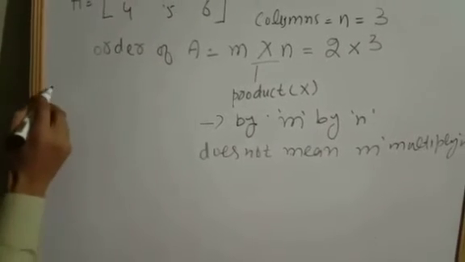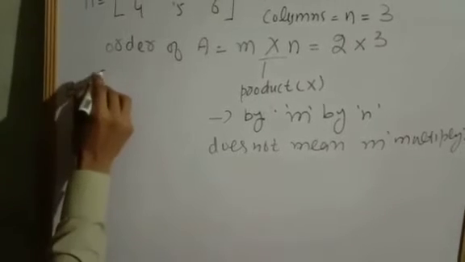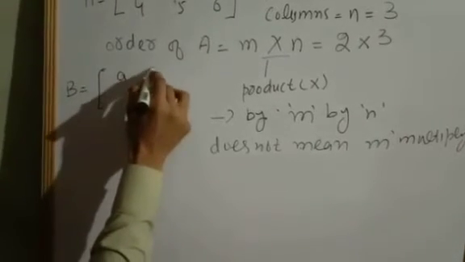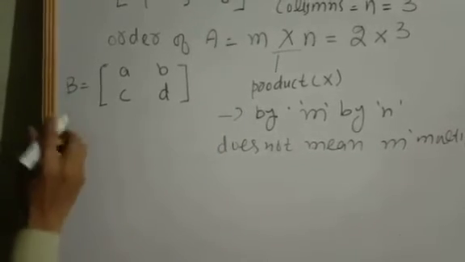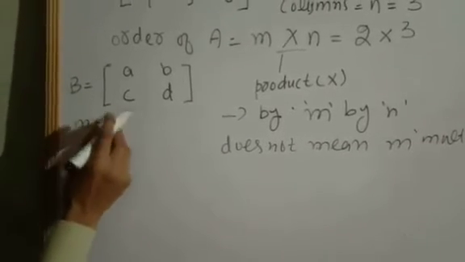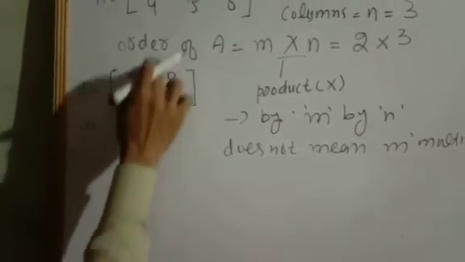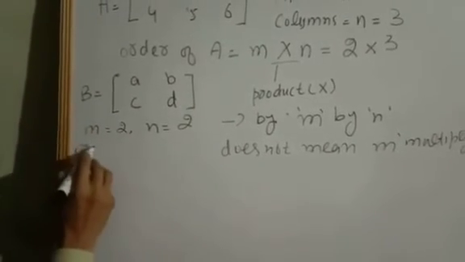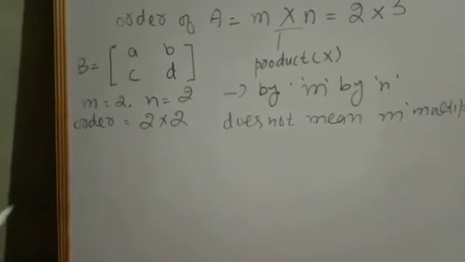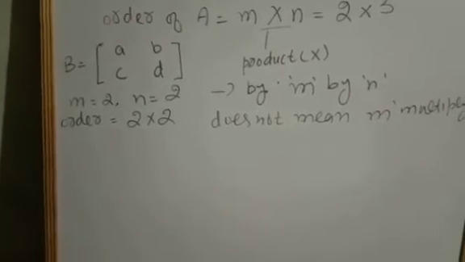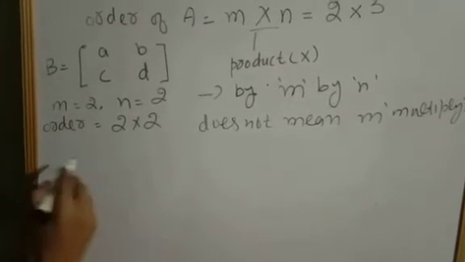Let's see another example. For example, we have a matrix B and it has elements a, b, c and d. Here the number of rows m are 1, 2, while columns are also 2. So the order will be 2 by 2.